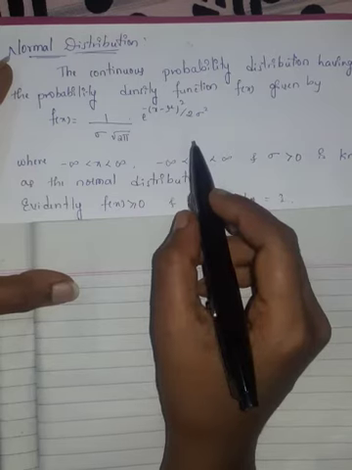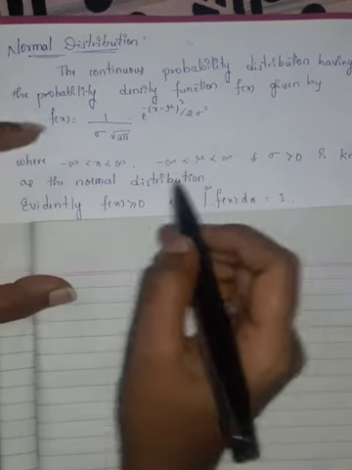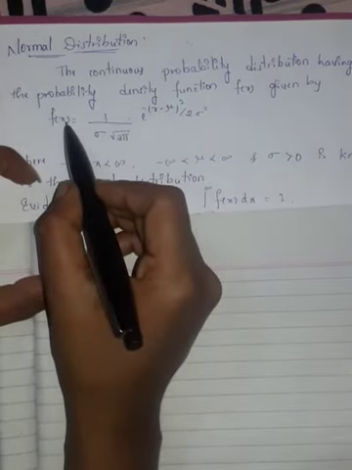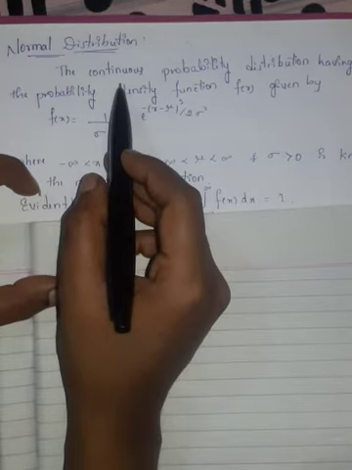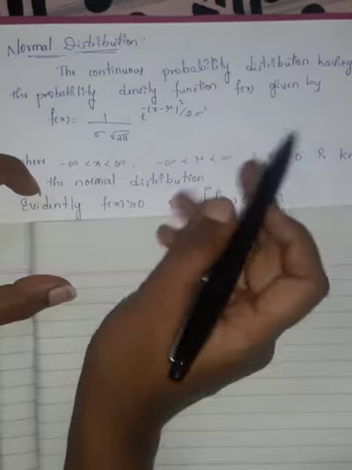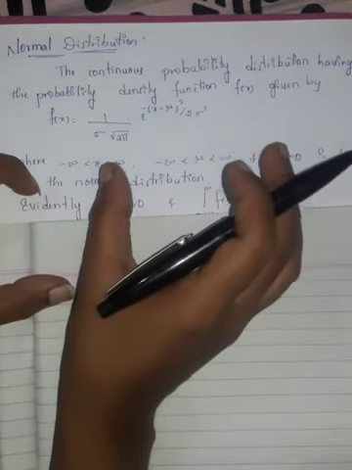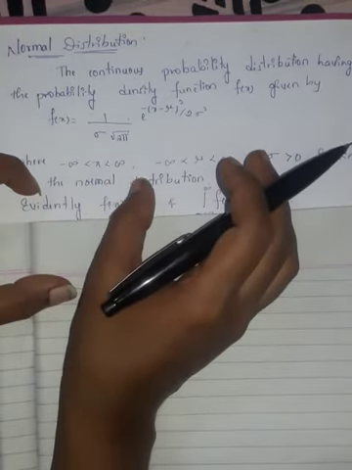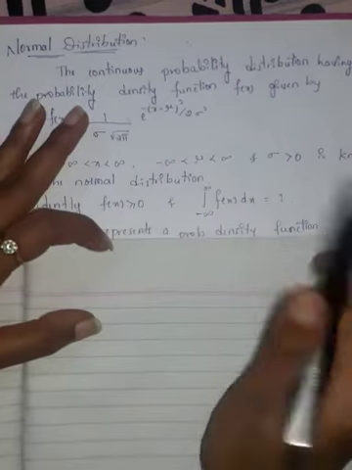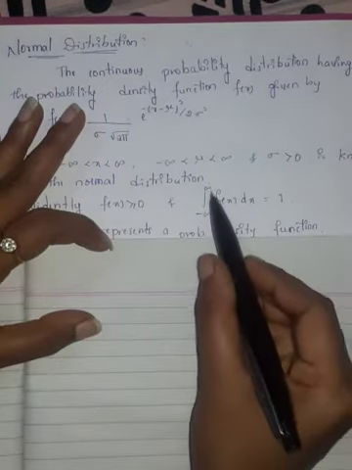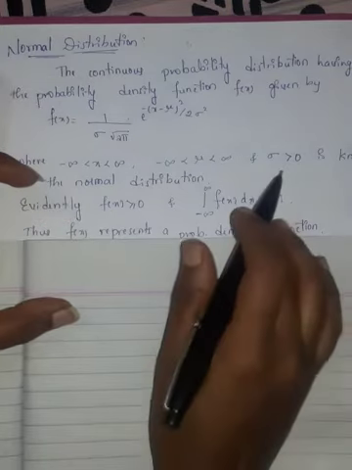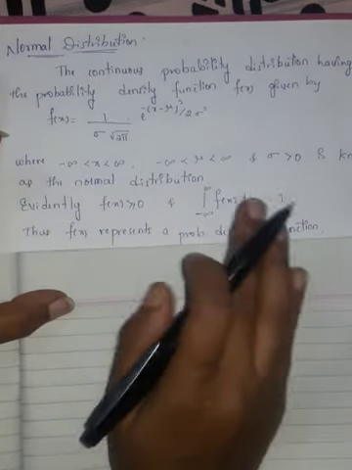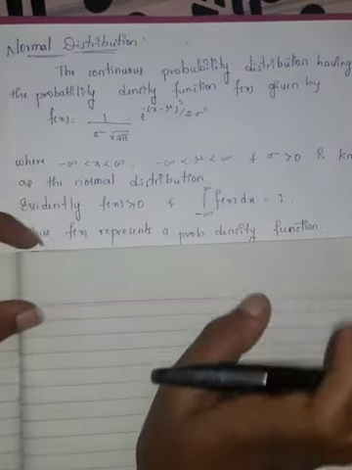normal distribution. Equivalently, f of x should be greater than or equal to 0, as we know that for a continuous probability distribution we have two conditions: f of x should be greater than or equal to 0, and integration from minus infinity to plus infinity of f of x dx is equal to 1. Then f of x represents the probability density function.